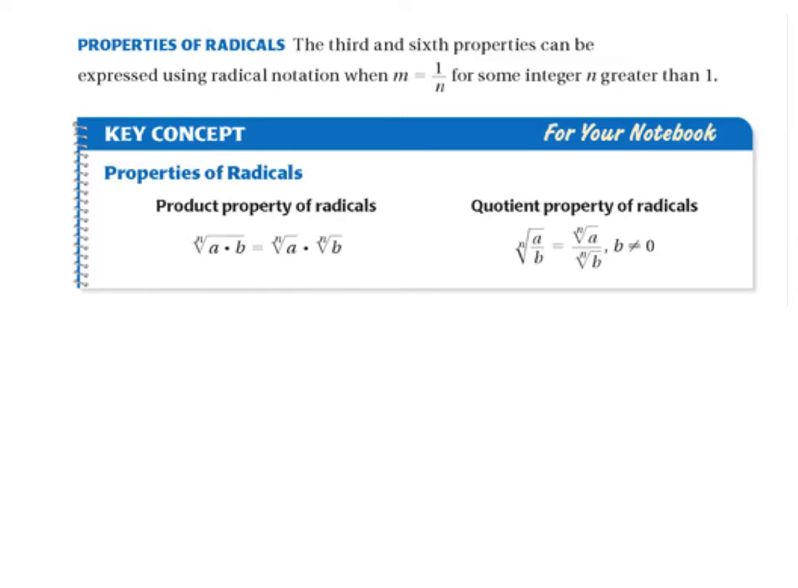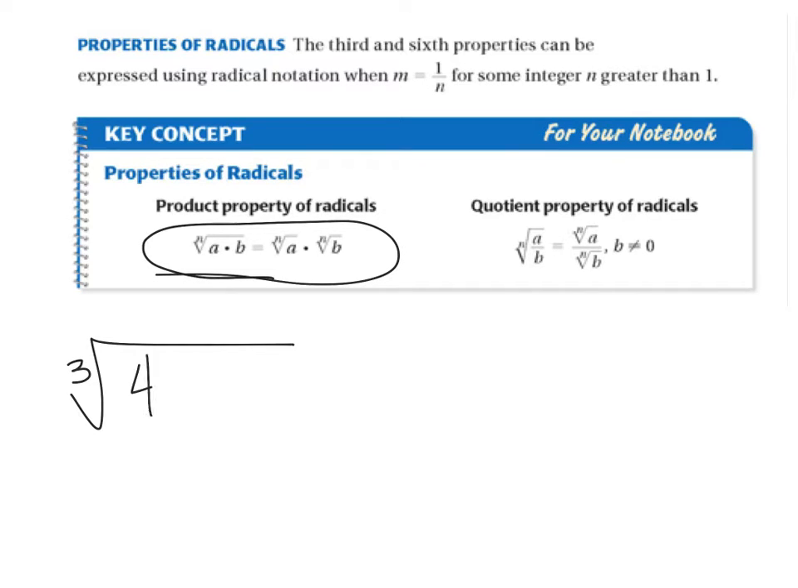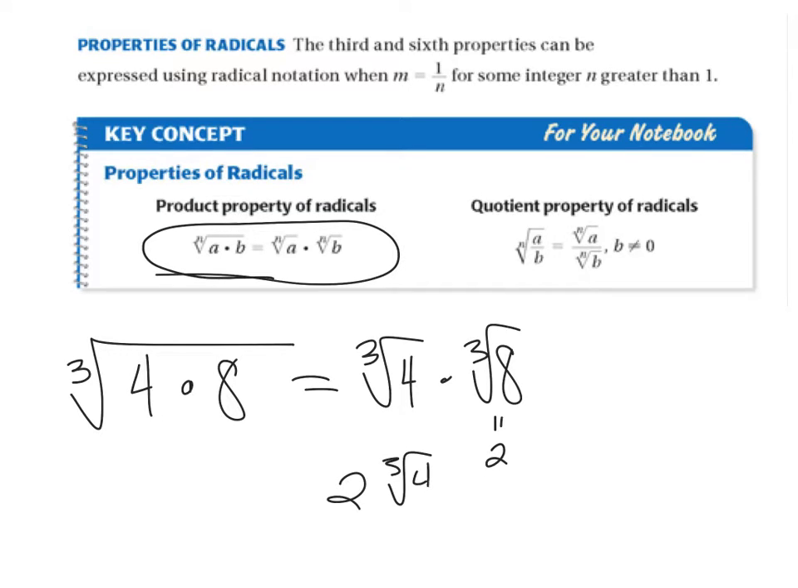All right, so we did examples 1 and 2. Let's look at example 3. Now we're going to use the properties of radicals. Here I have the third and the sixth properties can be expressed using radical notation when m equals 1 over n for some integer n greater than 1. So here, I'm going to take my problem and I have a product property of radicals. That means if I have, I don't even care, third root of 4 times 8, it's the same as the third root of 4 times the third root of 8. The third root of 8 I can simplify to 2. So I really get 2 times the third root of 4.